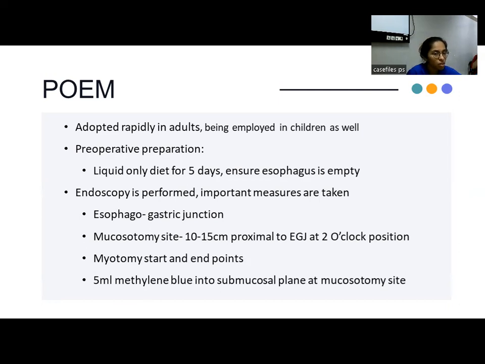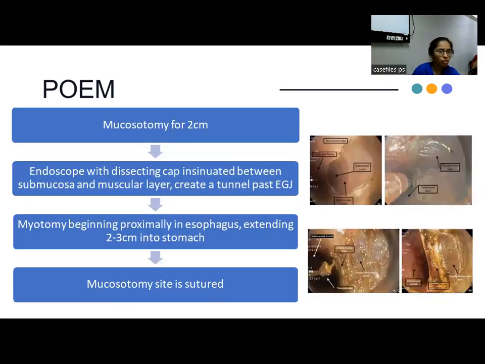After that, 5 ml of methylene blue will be injected into the submucosal plane at the mucosotomy site. Here we do a mucosotomy for a length of at least 2 centimeters using a special knife, either a triangle knife or a straight knife, whichever is available. After that, the endoscope will be inserted along with the dissecting cap, and it will be insinuated between the submucosa and the muscular layer.